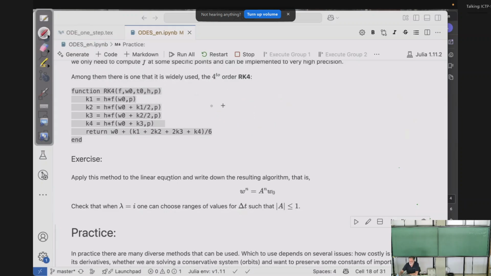I think one is the error of this method is order delta t, the local error, to the fifth. And so when you integrate, the error along the whole thing is delta t to the fourth, because you do 1 over delta t steps.